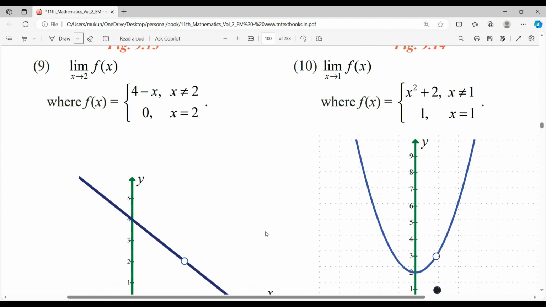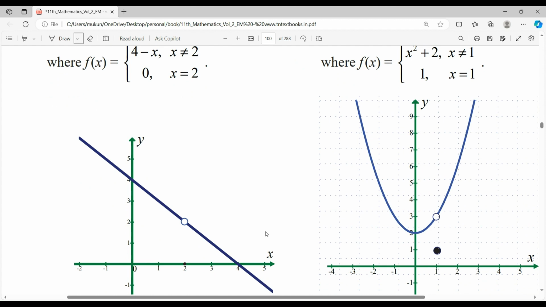And let's see how this is represented in the graph first, right? So you know that 4 minus x is a straight line, right? So when x equals 0, it hits the y-axis here, and when y equals 0, x equals 4, which means that it hits the x-axis here. So this is how the graph is represented.